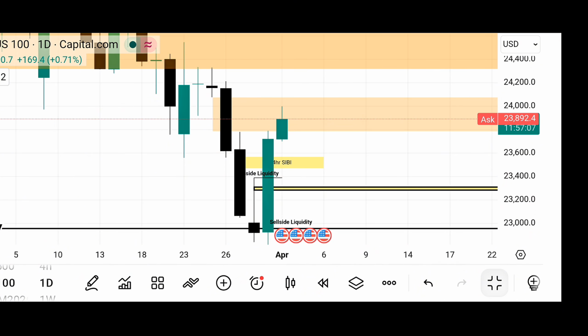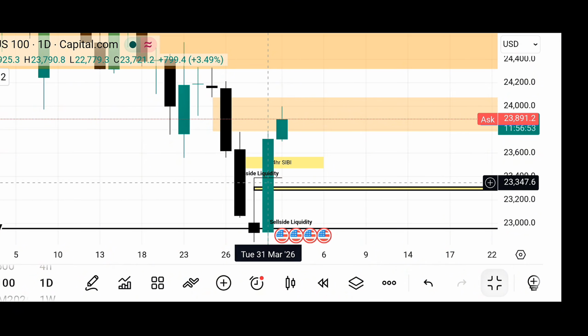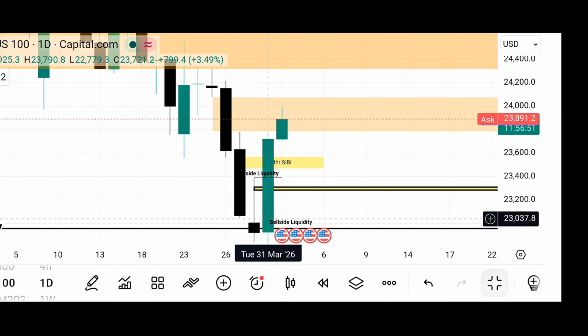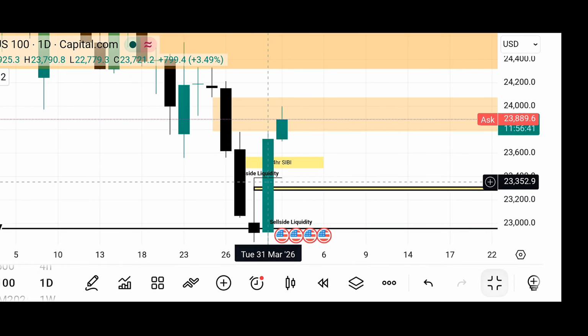So it's been a while since I did my last backtest. I think it's been 2 weeks now since I made a video. So today's backtest is going to be on the 31st of March. Okay, this move up, this run up on the 31st of March.